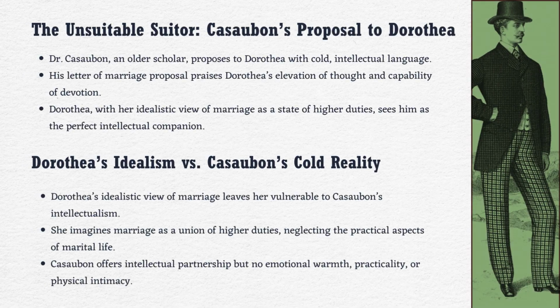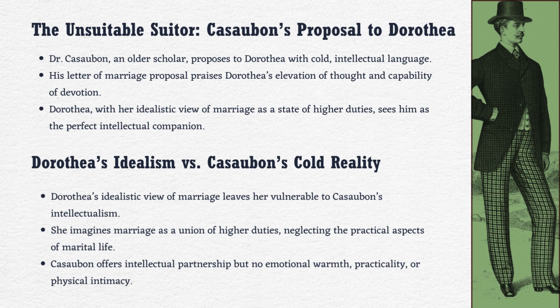Now, let's turn our attention to the unsuitable suitor, Dr. Casaubon, who is almost 27 years older than Dorothea. His courtship is, without a doubt, one of the driest and most unromantic we encounter in literary history.